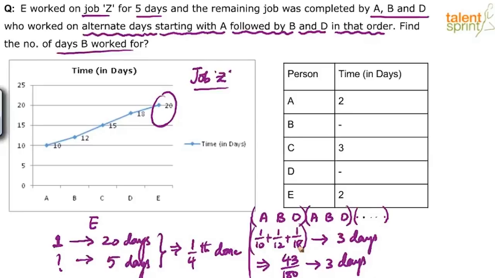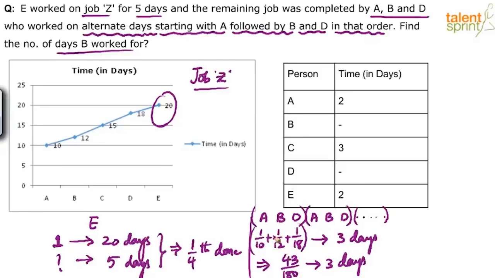So 43 by 180 is approximately 1/4. Try and understand, mentally 43 by 180 is very close to 45 by 180. 45 by 180 is exactly 1/4. So we are basically saying that approximately 1/4 of the work is done in 3 days.